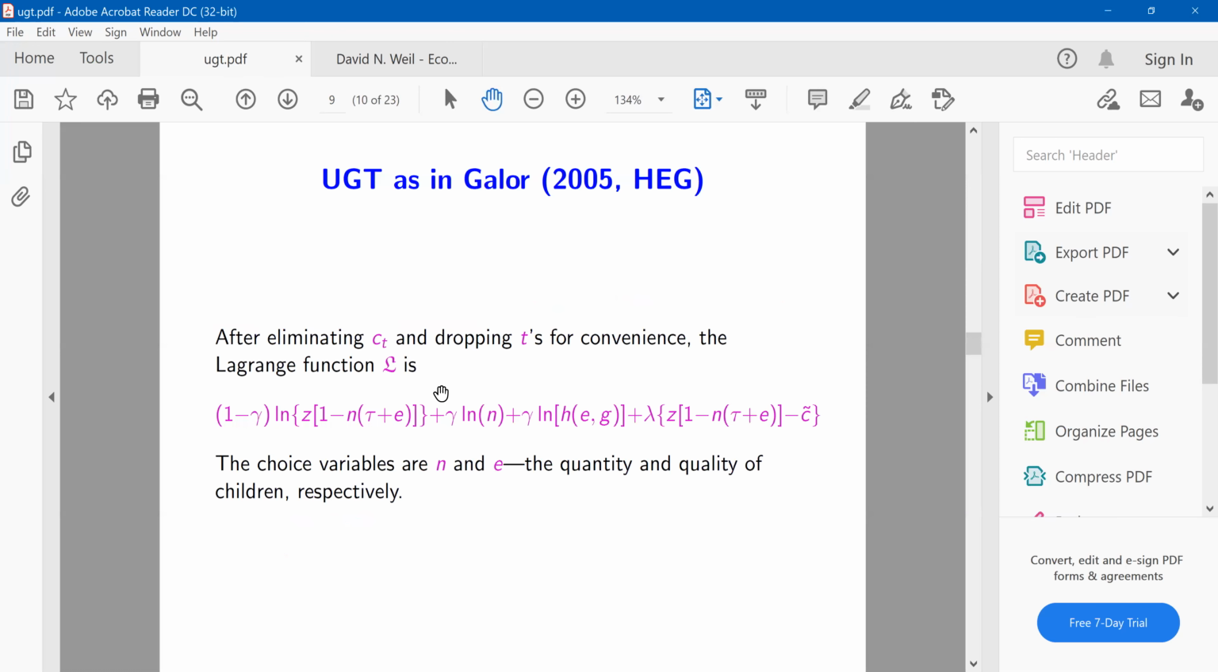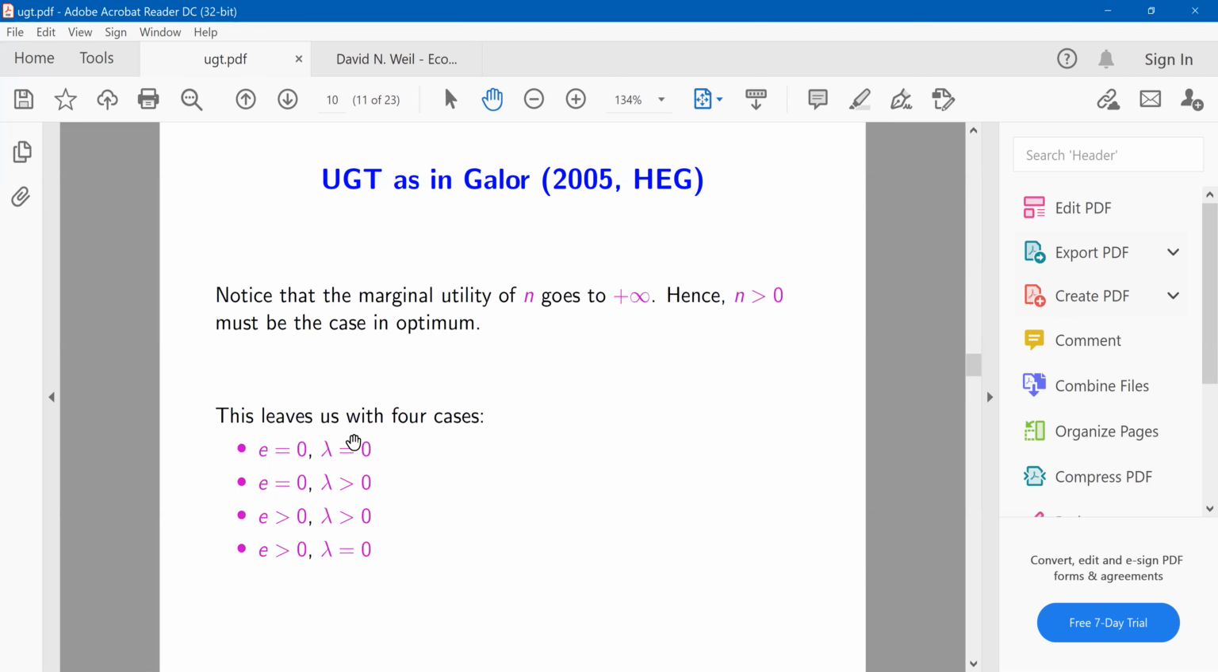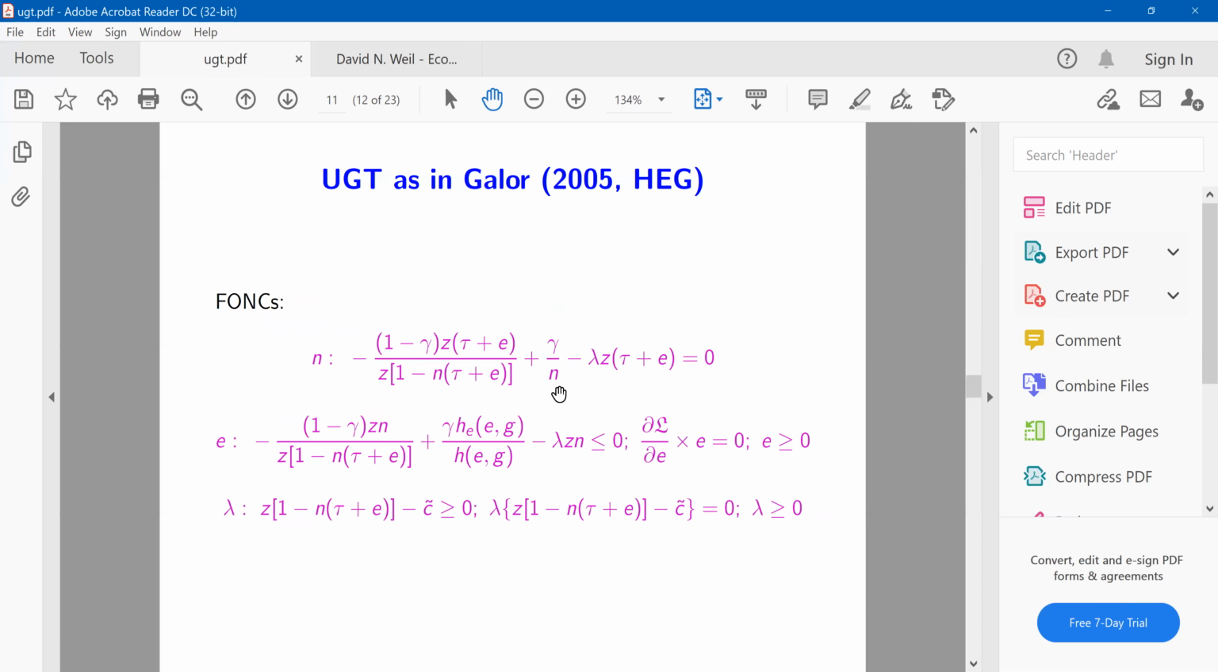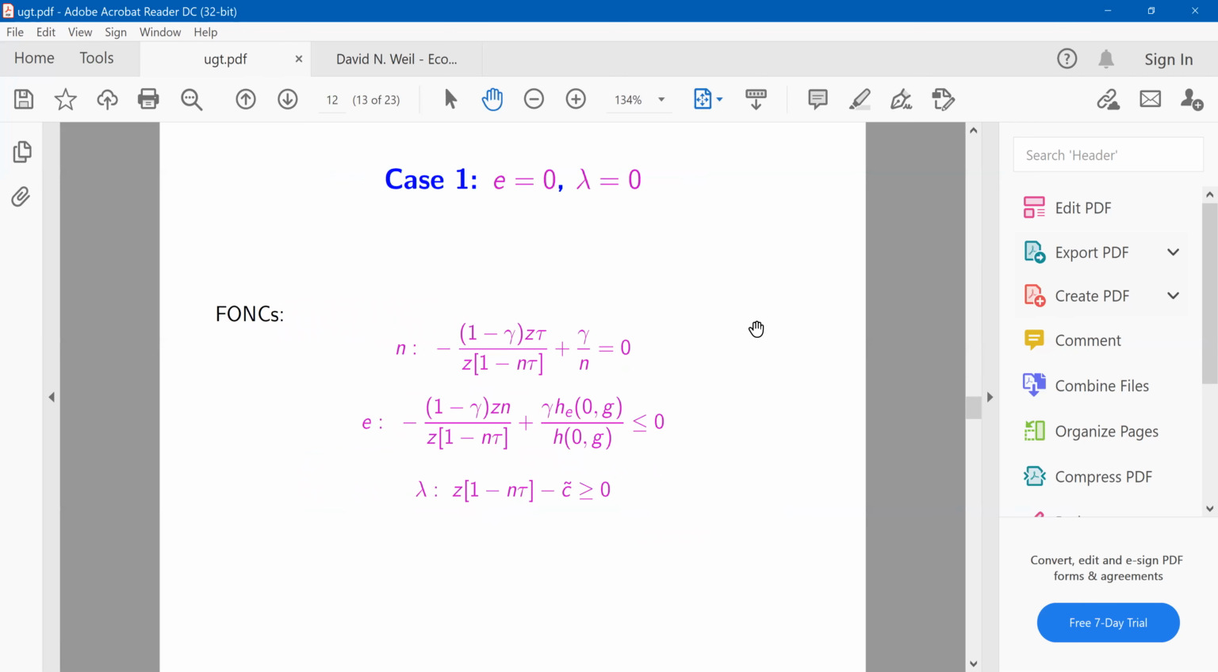First, you should realize that n cannot go to 0 because of the logarithm, right? And then there are 4 cases: with education and without education, and the cases also change depending on whether lambda is equal to 0 or lambda is greater than 0. So the subsistence consumption constraint is either binding or slack. So you take first-order conditions.